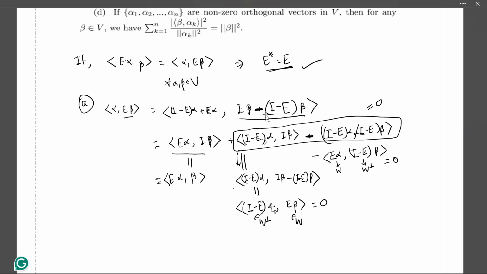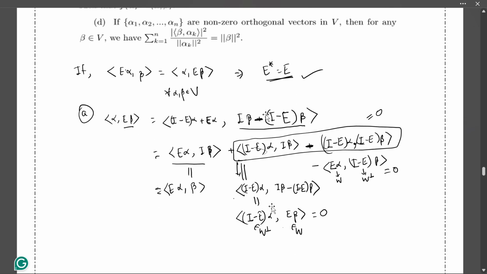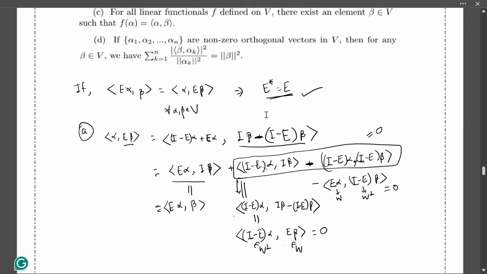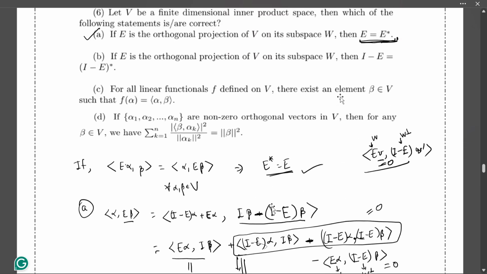Okay, so this is a little calculation you can do by yourself so that you can practice what is happening. The main thing to remember is this: whenever you have E on any V and I minus E on any W or any V prime, this will become 0, just because this is orthogonal projection on W and this is projection on W complement. That is why. So the first part is correct.